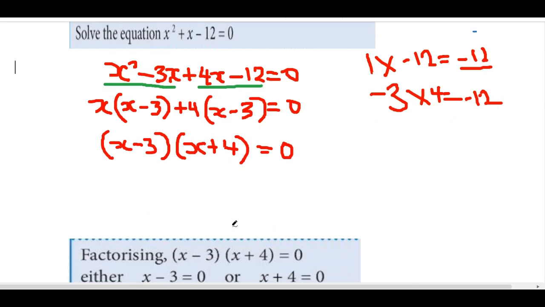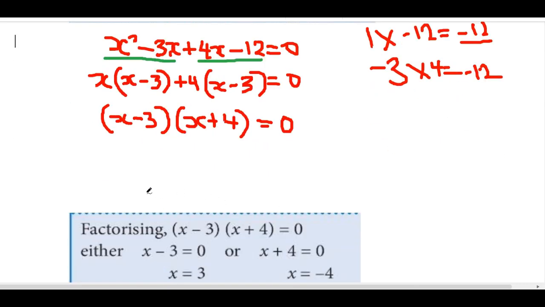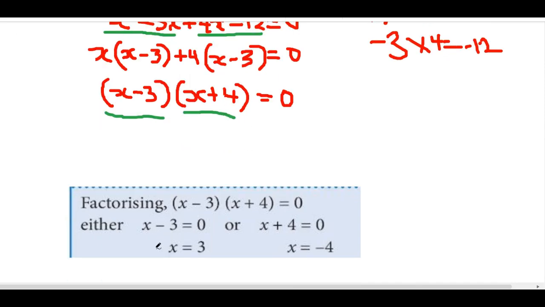After completing the factorization, we will now equate each of these terms. This x minus 3 is equal to 0, or x plus 4 is equal to 0. So that's what we have here. From there, you can complete the solution by bringing minus 3 to this side. You have x is equal to 3, or x is equal to minus 4.